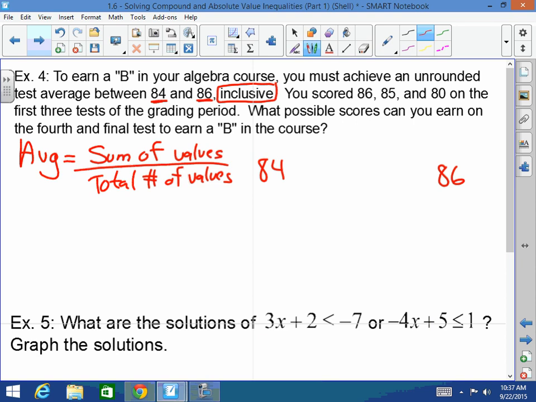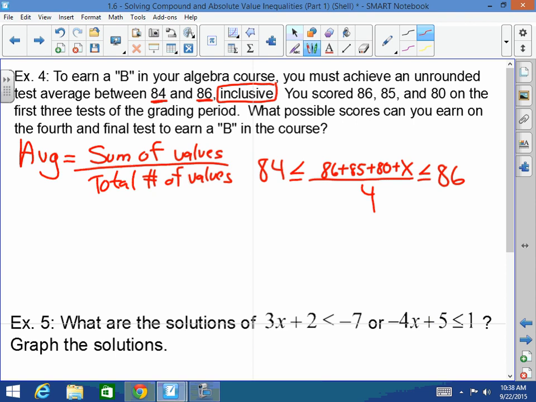So the average that you have so far would be an 86 plus an 85 plus an 80 plus your fourth and final test, which is X, divided by 4 tests. This average must be greater than or equal to 84 and less than or equal to 86 in order for you to get a B. No, it's the fourth and final. It's the last test. Thank you, sir.